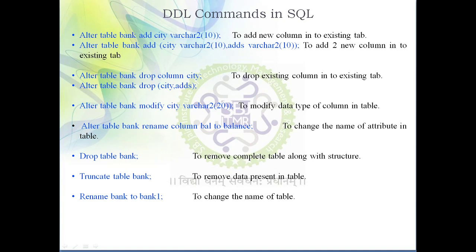But suppose I want to add two attributes at a time. How can I do this? With the help of ALTER TABLE bank ADD ct VARCHAR2(10), address VARCHAR2(10). By using this SQL query, I can add two columns, one is ct and the second one is address. That means you can add more than one column at once into a particular table. So this is for the addition of columns.